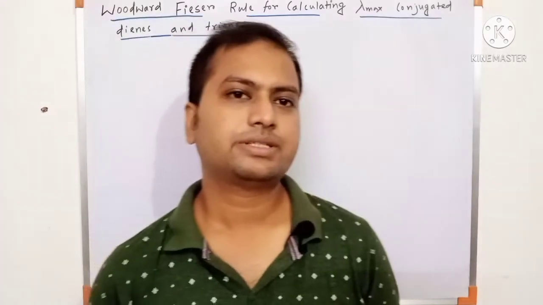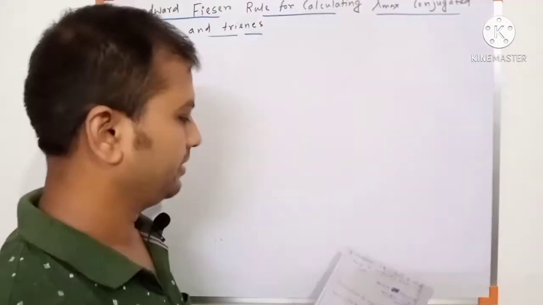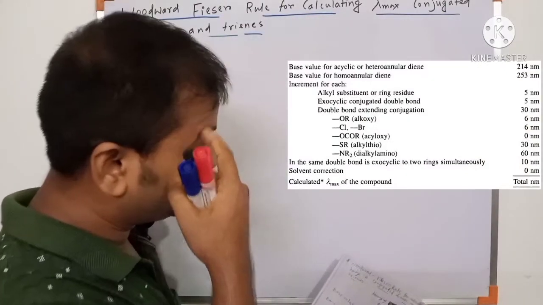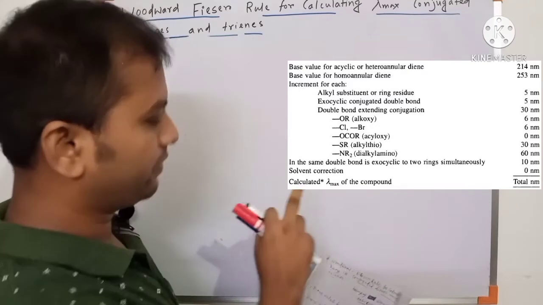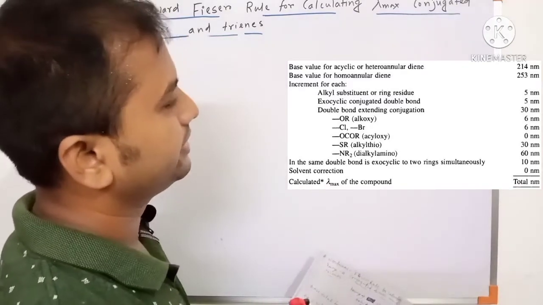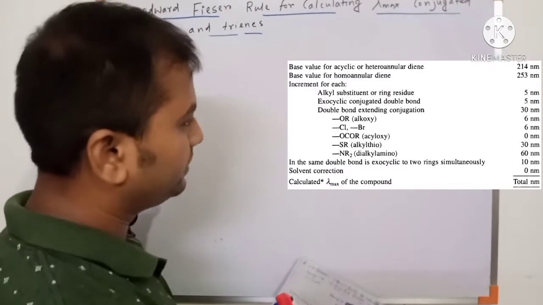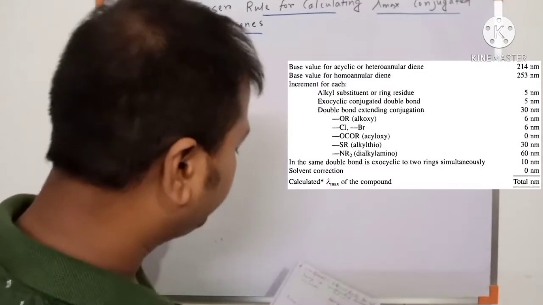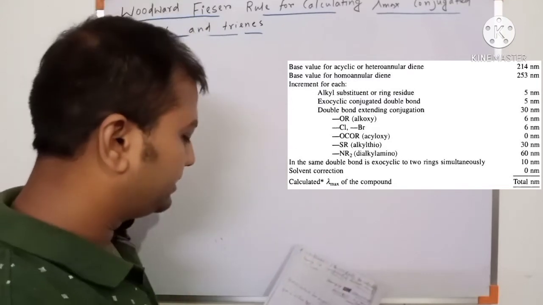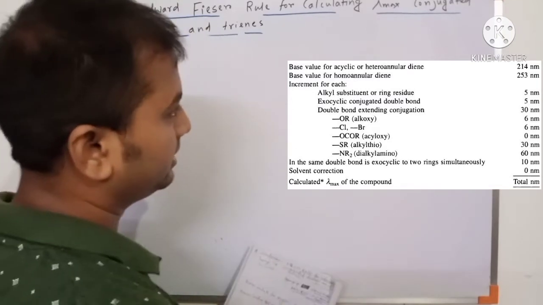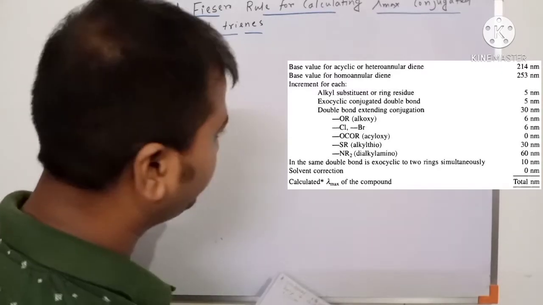First, we have to remember some values that you are watching on the screen. The base value for acyclic or heteroannular dienes is 240 nanometer. Base value for homoannular diene is 253 nanometer. Alkyl substituent or ring residue is 5 nanometer. Exocyclic conjugated double bond is 5 nanometer. Double bond extending conjugation is 30 nanometer. OR, alkoxy group, is 6 nanometer.